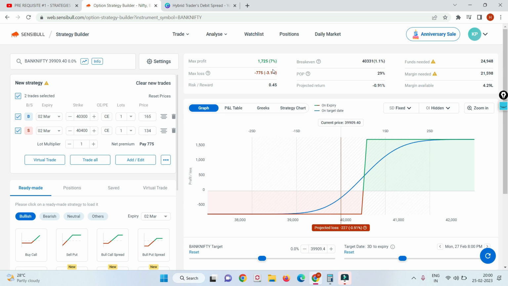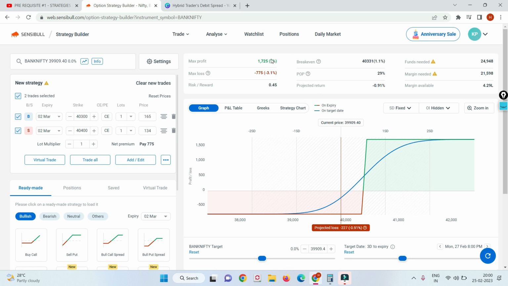Check the beauty now. This is almost a 1:2 trade, around 1:2.1. Now loss is only 775 and the profit is 1725. Still 7% is huge for a conservative trader, right? Guys, stay with me till the end of the video. This video length might increase because I need to explain to you. So this is my trade, guys. 7% is still huge.